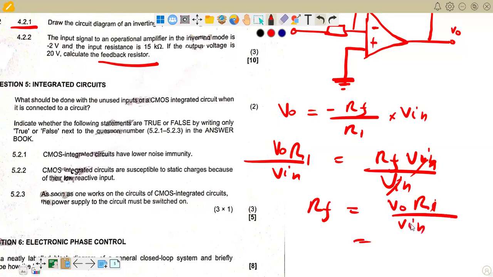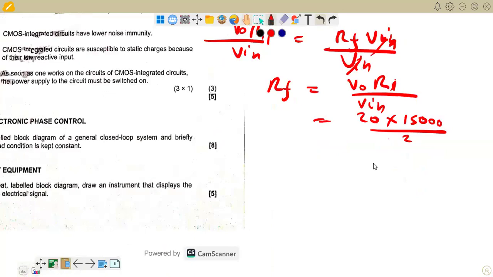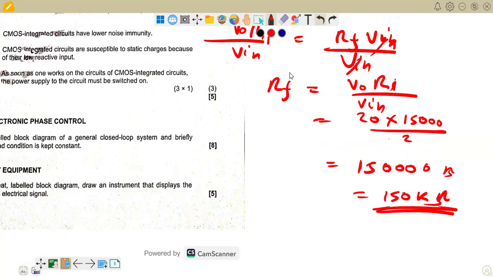Hence, we can substitute the values that we have. 20 times 15 times 10 to the power of 3, which is 15,000, divided by 2. Right, so what do we get? Of course, we punch that on the calculator. It's going to give us 150,000 ohms, which is apparently 150 kilo ohms. That's our RF. We have our RF. Let's go to the next question.